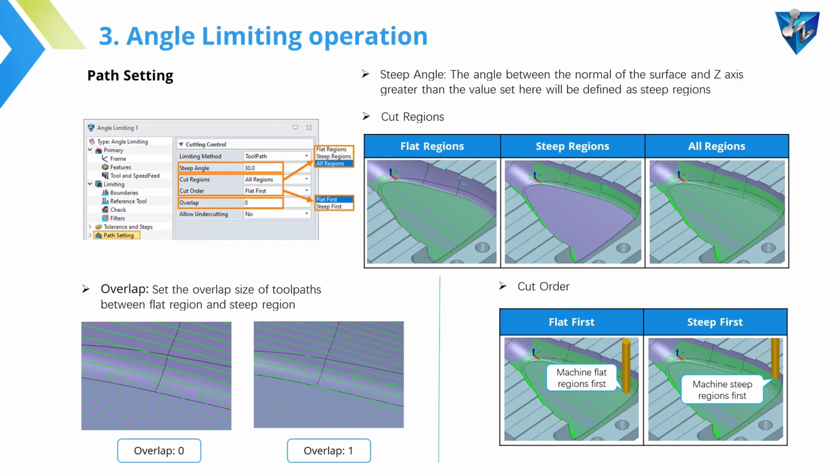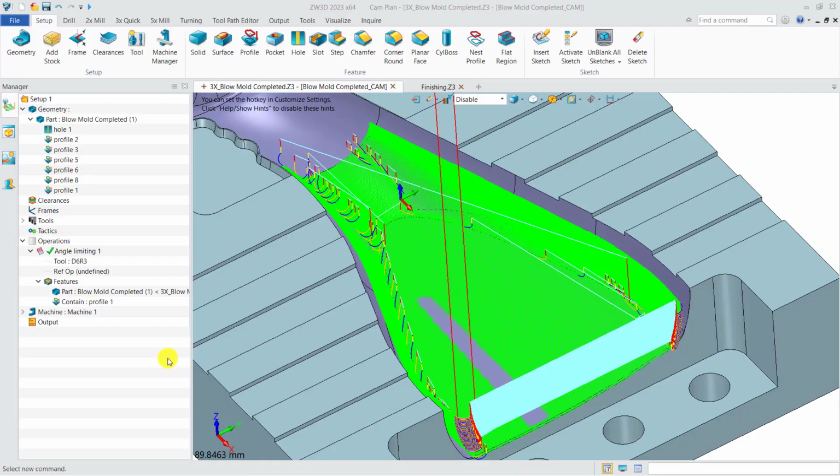Then cut regions is to control whether to cut flat regions or steep regions only, or cut all regions. And cut order, you can choose flat or steep first. And overlap can set the overlap size of the toolpaths between the flat region and steep region. Now let's go to ZW3D to check these parameters.